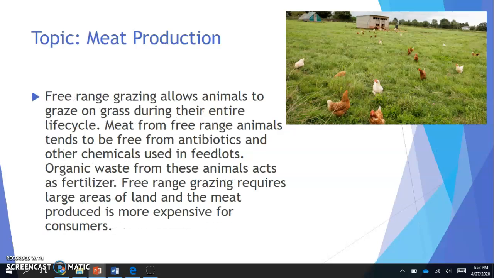Free range grazing. So these are some free range chickens up here. My aunt has chickens and they're so cute. One of them's name is Hey Hey, from Moana.